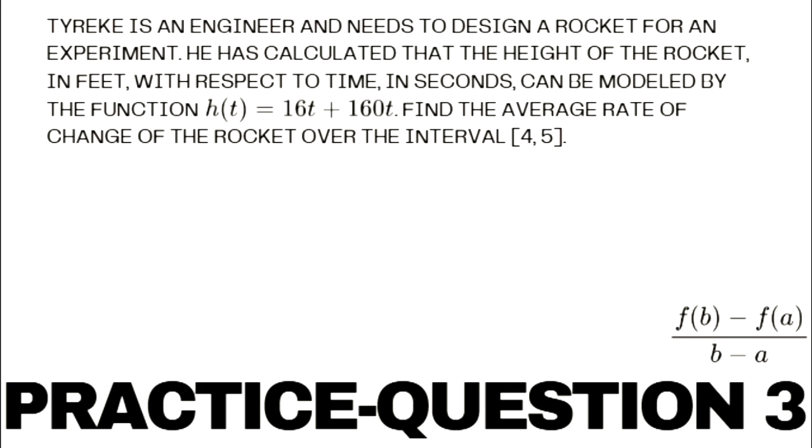He has calculated that the height of the rocket in feet with respect to time in seconds can be modeled by the function h of t is equal to 16t plus 160t. Find the average rate of change of the rocket over the interval 4, 5. We have no graph. We have no table. Pause it, go do it.